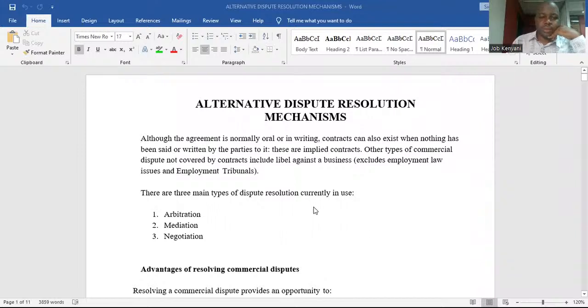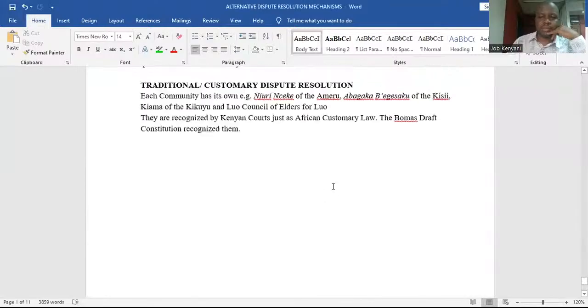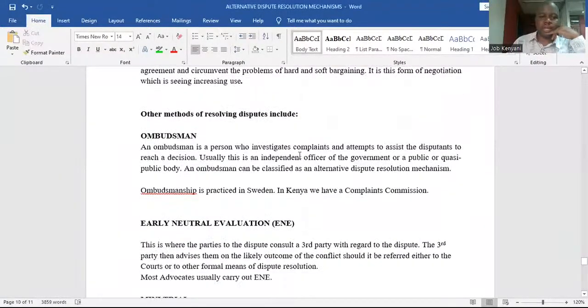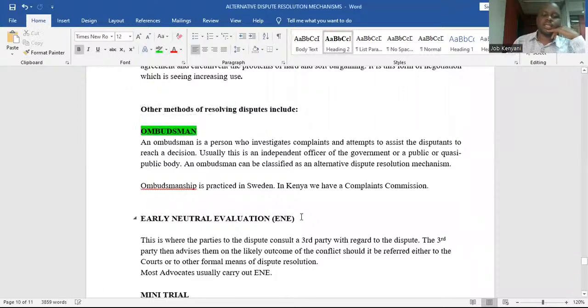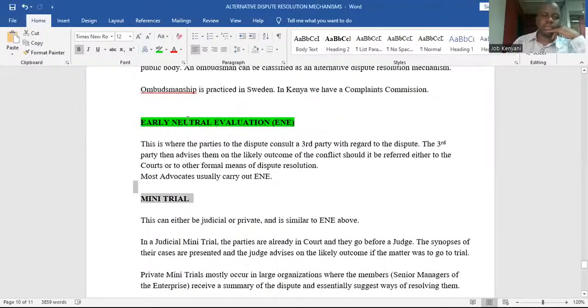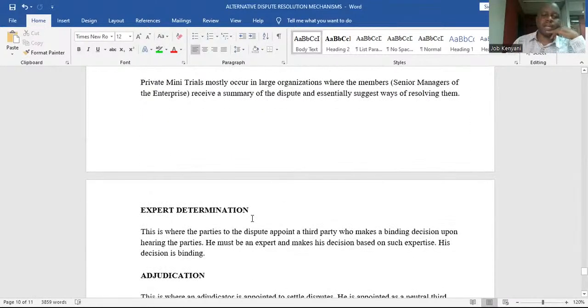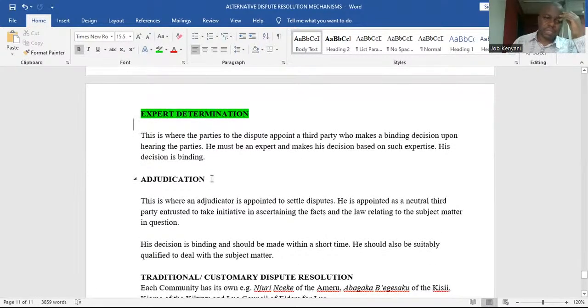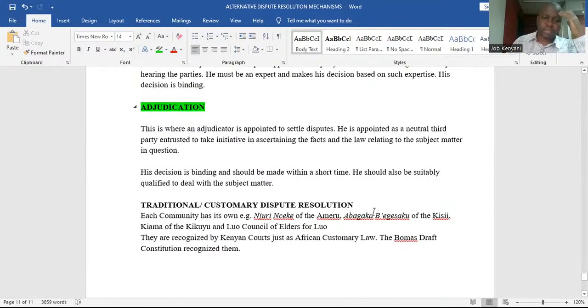So there are three main types of dispute resolution mechanisms. We can have arbitration, we can have mediation, but of course there are others. For example, we can have an ombudsman, early expert neutral evaluation, a mini trial, expert determination, and adjudication. We can have traditional methods or customary dispute resolution mechanisms, whereby you go, for example, before the elders.